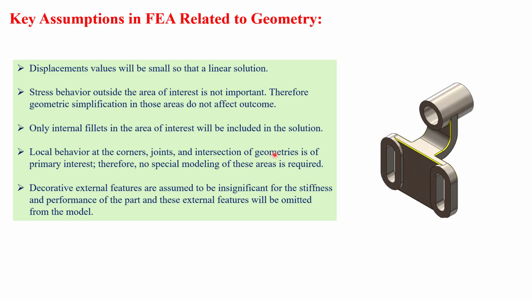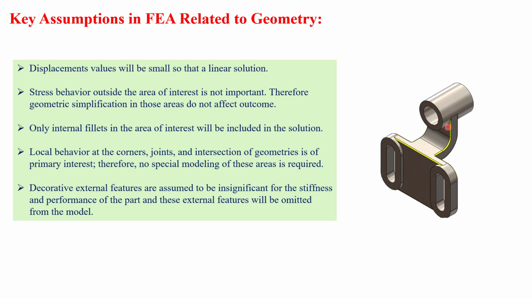Model simplification is very important. Meshing these things requires a lot of time. So if you just make it sharp, then you don't need to invest more time in the meshing. Depending upon the area of interest, we need to deal with the model. Only internal fillets in the area of interest will be included. At this region it is very important, or else we'll have stress hotspots.